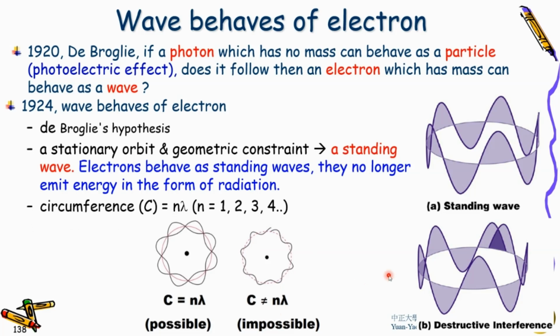So we call this the circumference. C is equal to n times lambda. And then n times the wavelength, n equal to 1, 2, 3, 4.